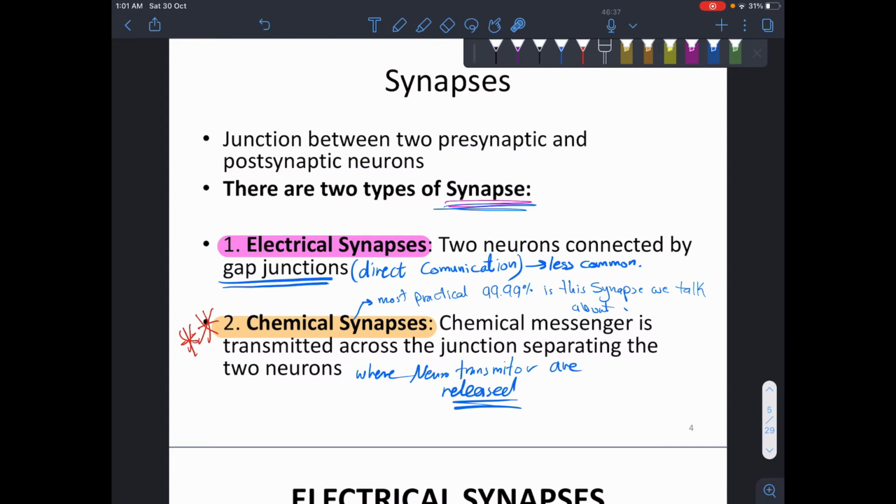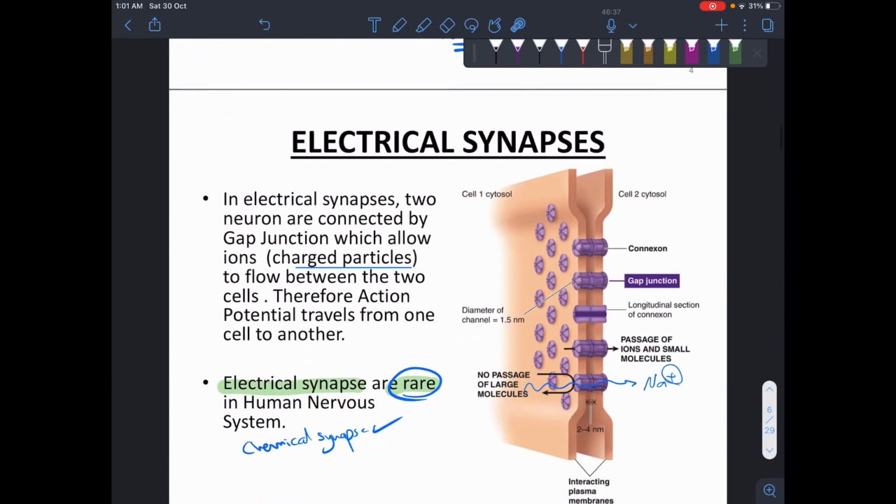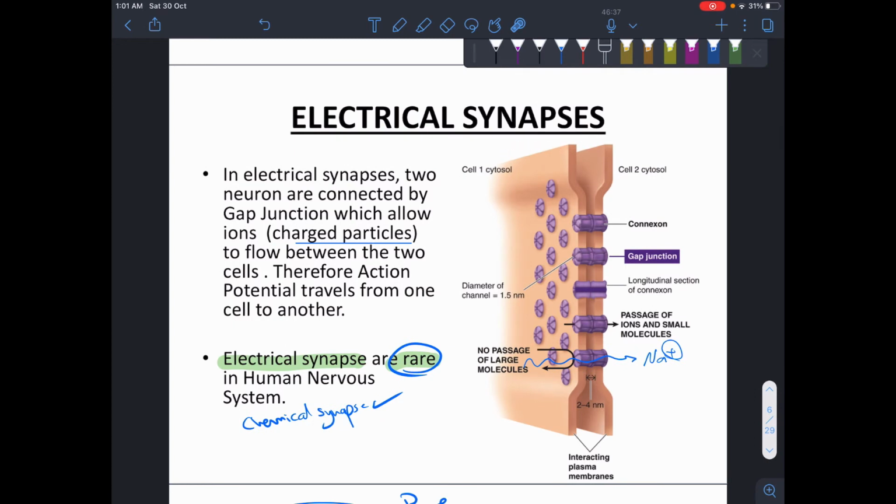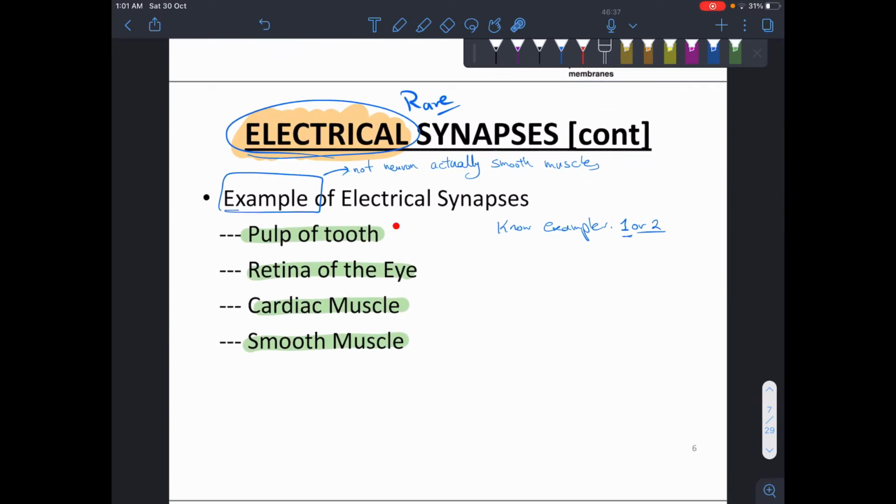It's rarely an electrical synapse. Electrical synapse, it's rare, but it's also there. It's direct communication. It's less common, but we're gonna know the examples. So basically, electrical synapse happens through gap junctions. This is one of the most important pieces of information about electrical synapse. It's rare, happens through gap junctions, plus the examples: the pulp of the tooth and the retina of the eye, cardiac muscle, and smooth muscle. So basically, it's touching upon this topic very superficially in this lecture.